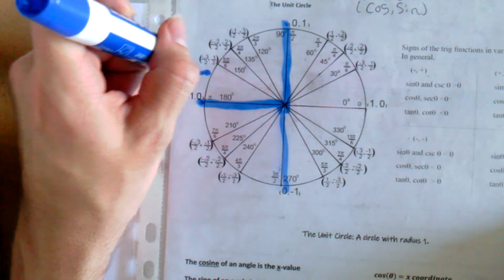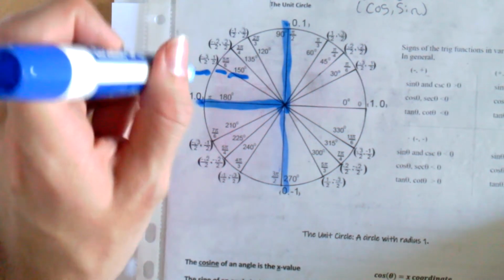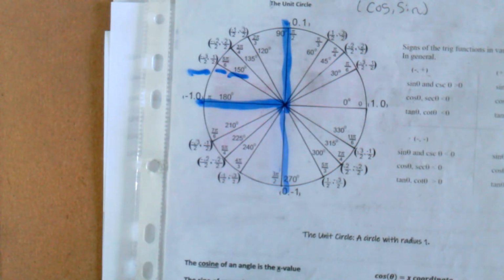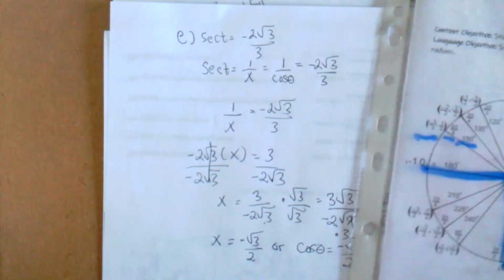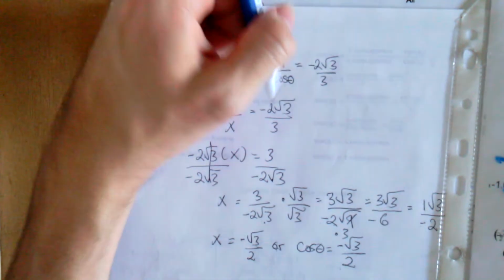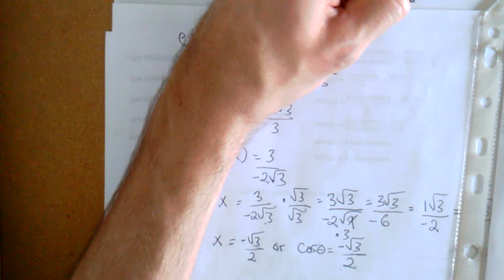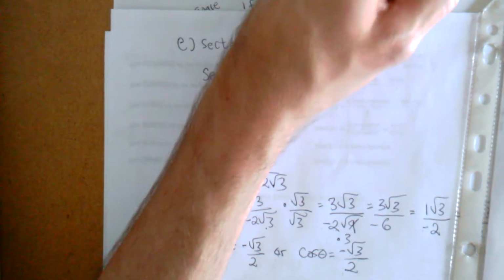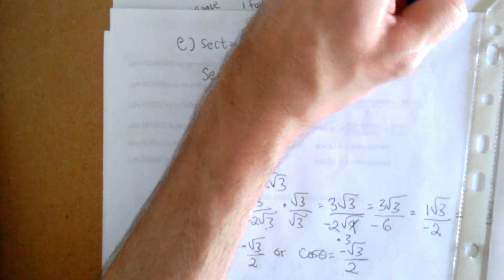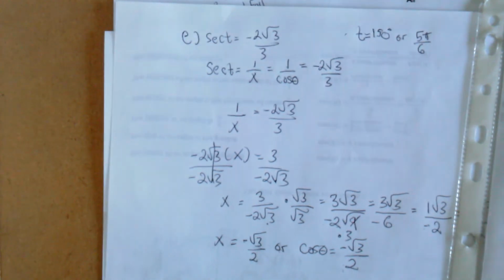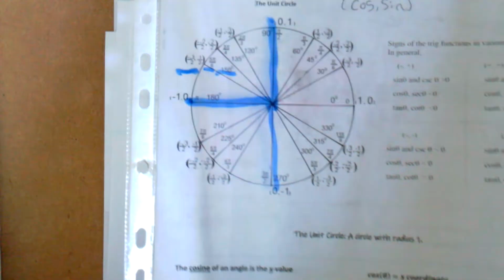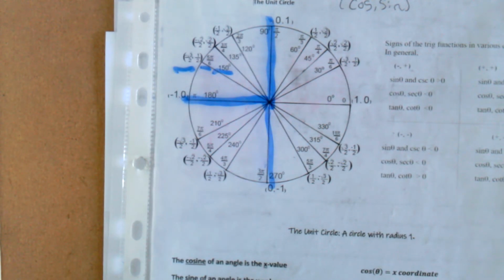We're looking for -square root of 3 over 2 for cosine, and it looks like it's right here, 150 degrees. Cosine is negative square root of 3 over 2. That tells us t can be 150 degrees, or 5 pi over 6 radians. Same thing. Now go ahead and pause the video and look for one more point on the unit circle where cosine is negative square root of 3 over 2.